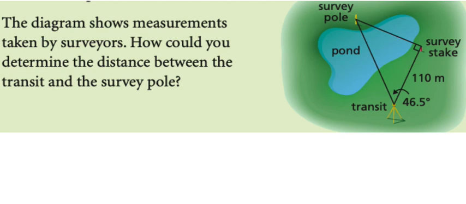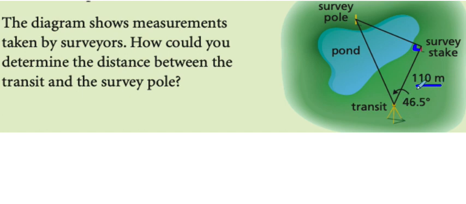In this question, we're asked to find the distance between the transit and the survey pole. Now, what this is, is measurements by a surveyor, and basically what we have is a triangle. It's a special triangle. It is a right angle triangle. We're showing that right here.